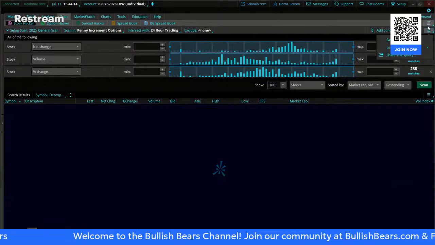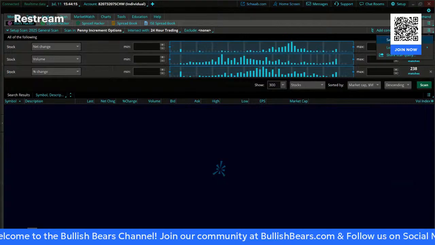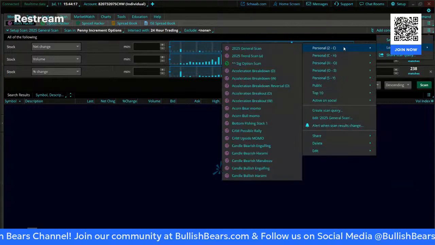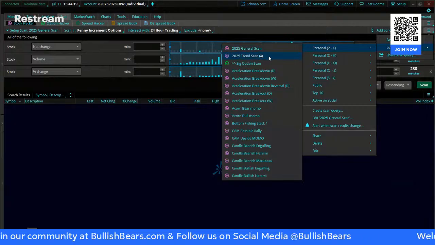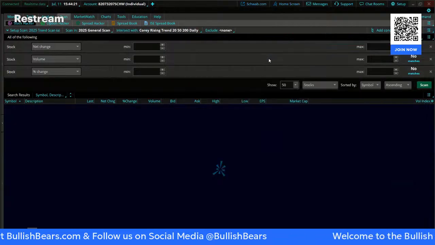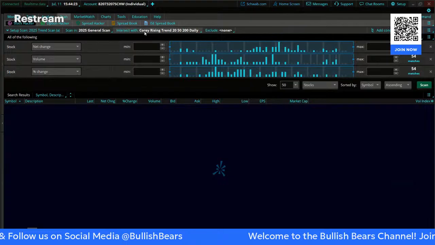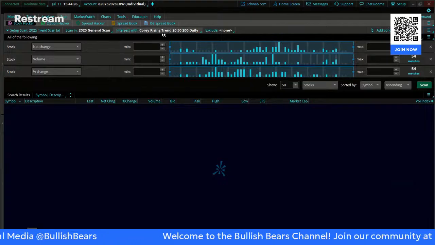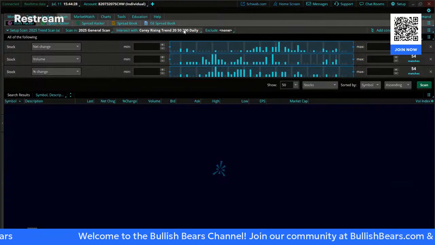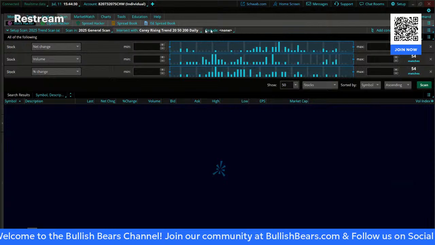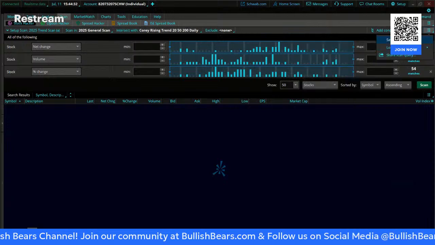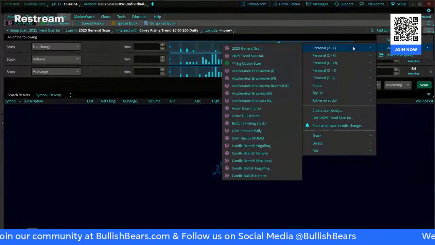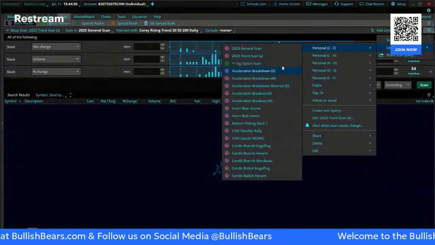The next tier that I made was I loaded that and I made another scan based off of that one that was looking at trends. Now that intersected with another watch list that I have that's using the 20, the 50, and the 200-day moving average. So let's load that one so that you know what it is, and then I'll share it with you.